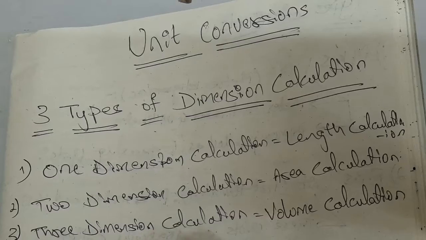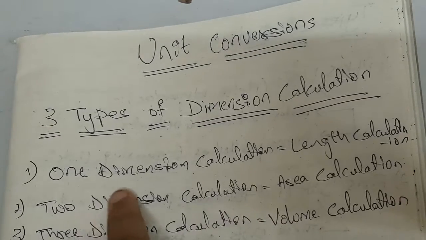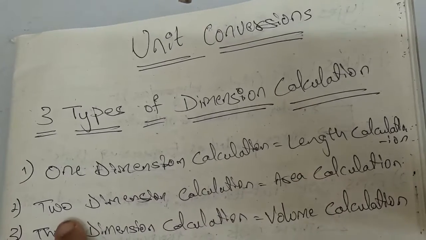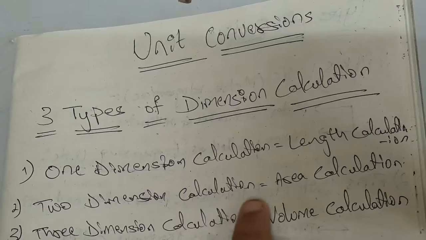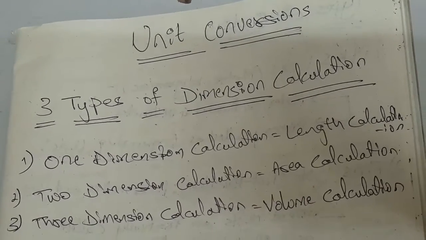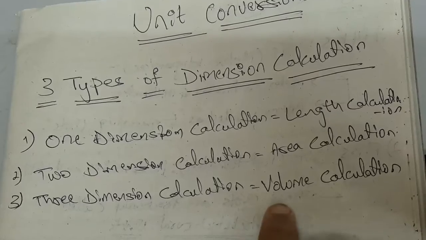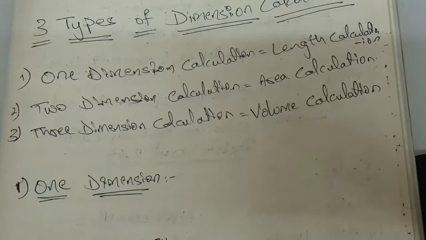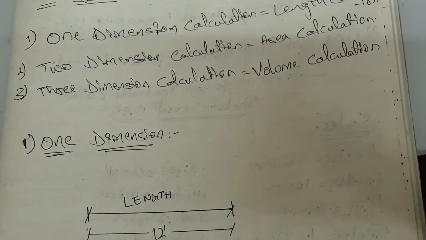There are basically three types of dimension calculations. The first one is one dimension calculation, which is the length calculation. The second one is two dimensional calculation, which is the area calculation, and the third one is three dimensional calculation, that is volume calculation. So in the one dimensional calculation, we used to find the length.